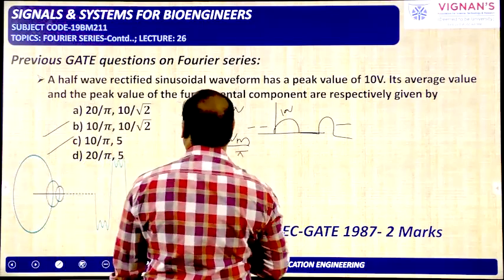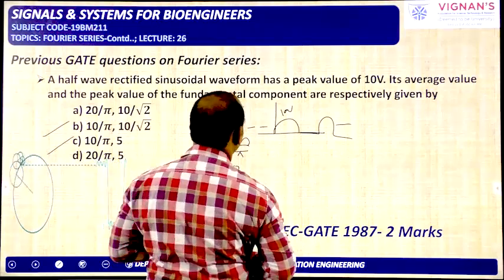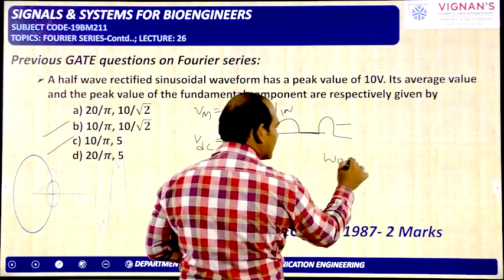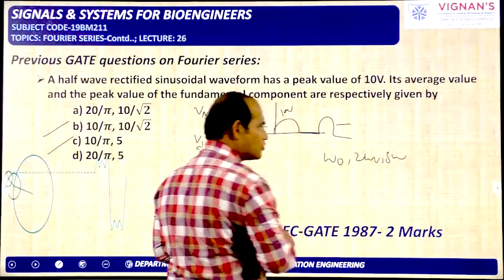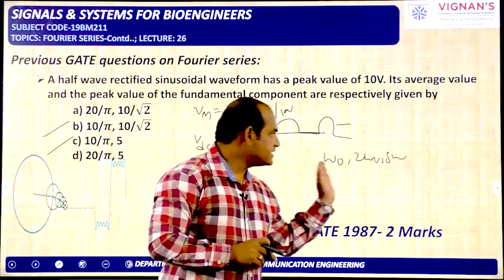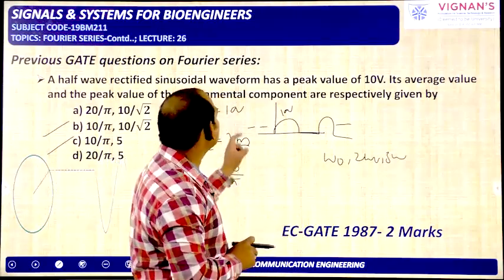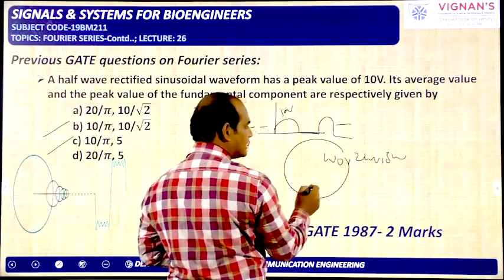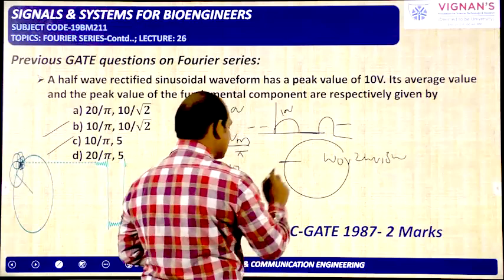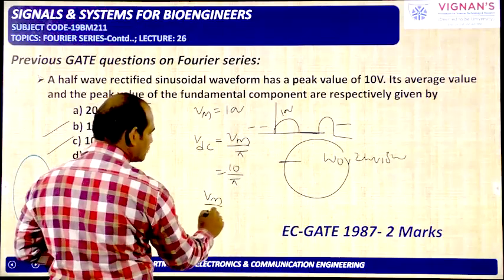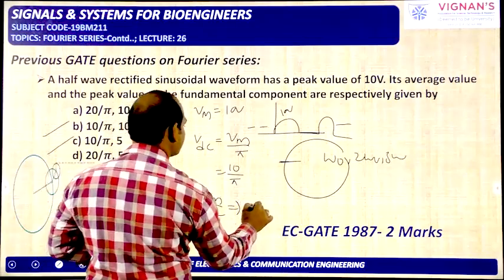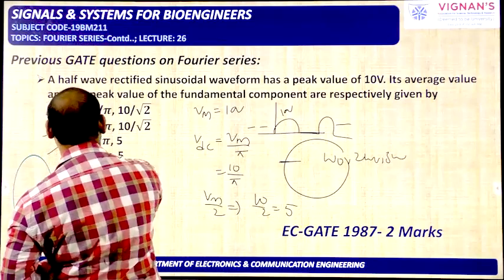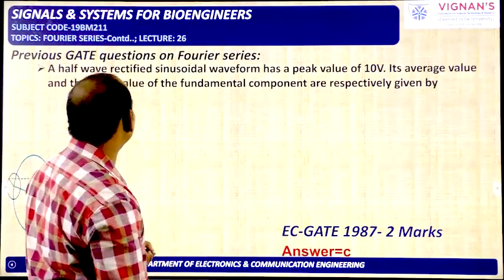And next, the peak value of the fundamental component. If you see the expression for this one, it may have omega naught term, 2 omega naught term, and 3 omega naught term like that. So many terms will be available. These are the integer multiples of the fundamental frequency, but they are asking for the fundamental frequency component. That means the term involving omega naught, and we need its peak value. That is given by Vm by 2, that is 10 by 2, which is 5. So option C is the correct one, and option B is wrong.